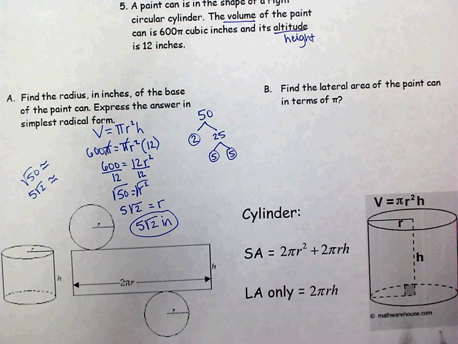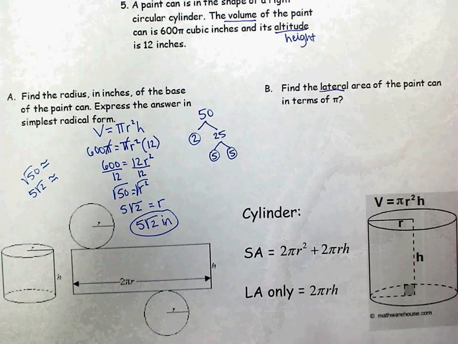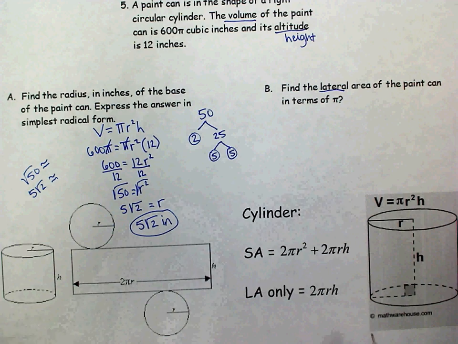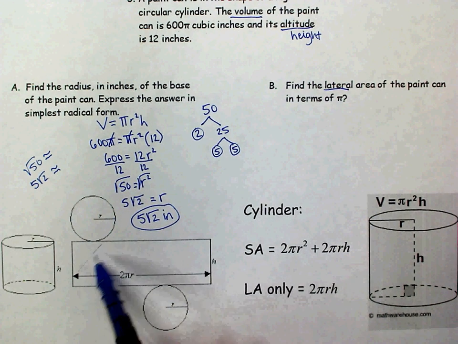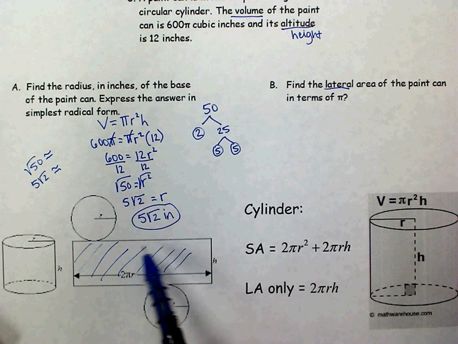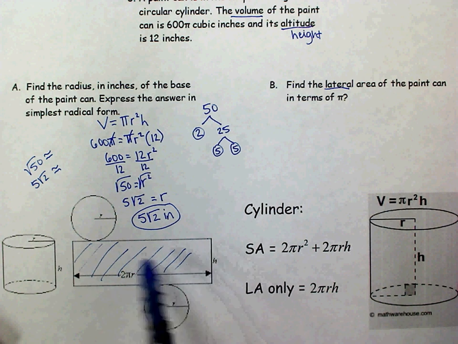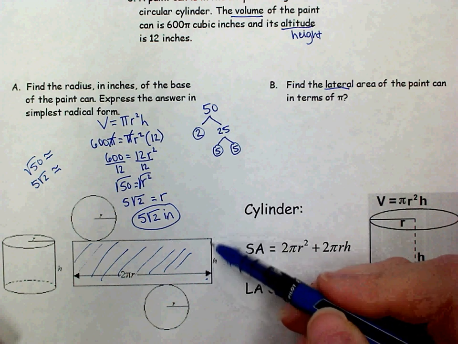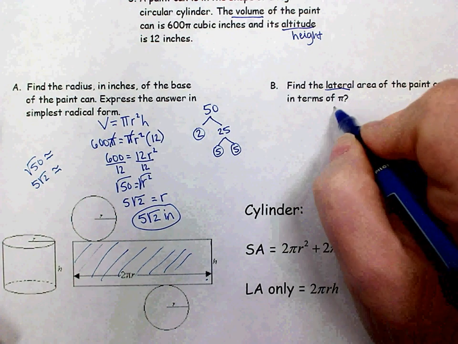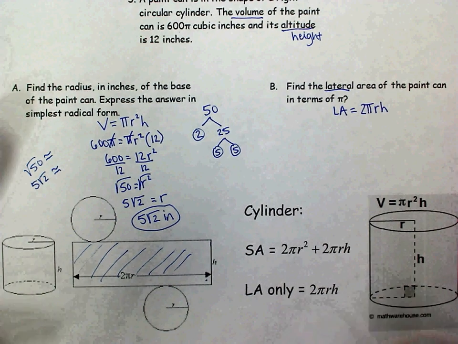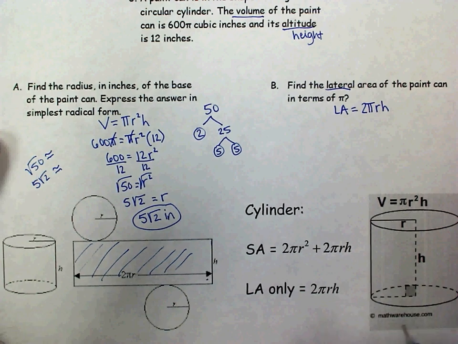On part B, it says to find the lateral area of the paint can in terms of pi. So it's not wanting the surface area of the whole cylinder, just the lateral area part, which remember is the area of this rectangular face that surrounds the cylinder. The length of the cylinder's rectangular face goes around the circle, so that's the circumference, 2 pi r, and the width of that rectangle is the height of my cylinder. So the lateral area formula that you need to know is 2 pi r h.